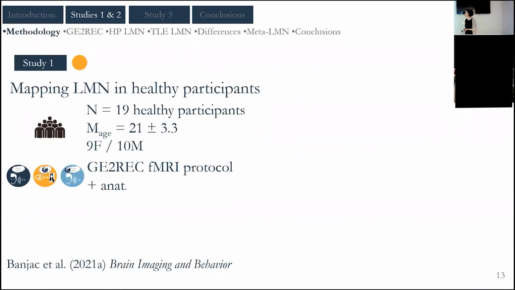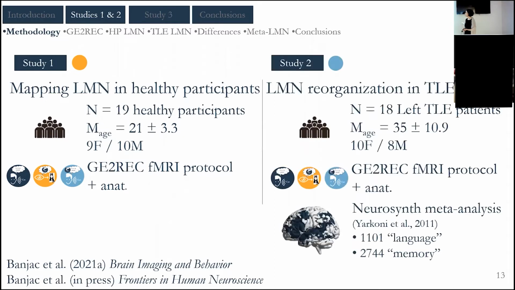In the first study, we had 90 healthy participants that performed our Jet2Rec protocol, which I will explain after this. And in study two, we had 18 left temporal lobe epilepsy patients. Now, our patients were significantly older than our healthy participants, which is why within all analyses where we compared those two groups, we controlled for age.